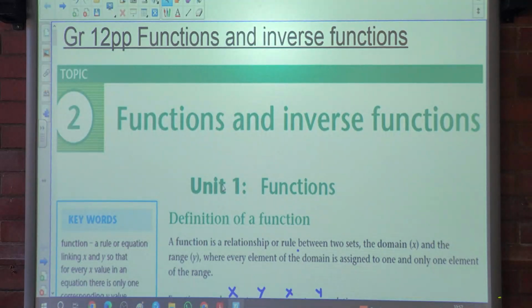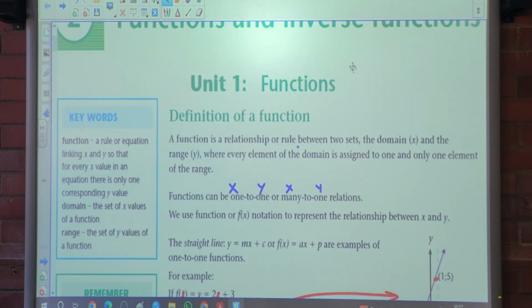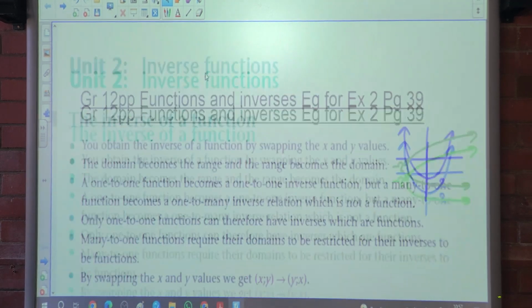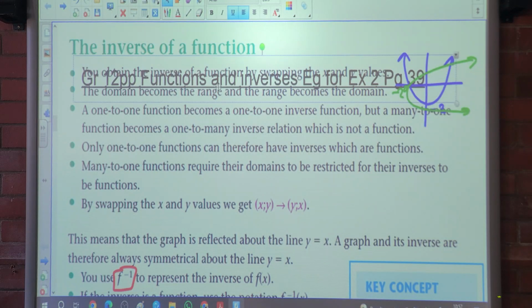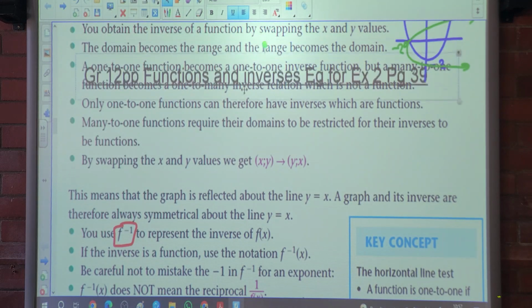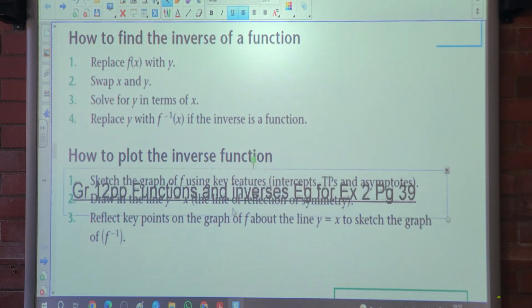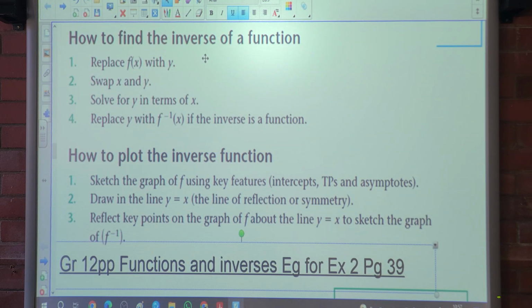Okay, good morning class. So at this point we've read through half of the explanation of the inverse function, the introduction basically. We're looking at the examples for exercise 2 on page 39. So now we are told how to find the inverse of a function.